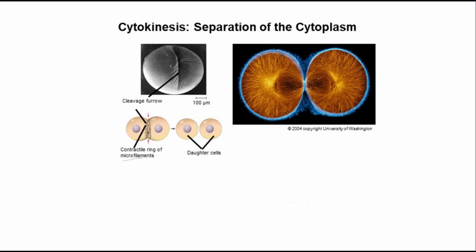Obviously, there has to be a very, very tightly controlled set of steps ensuring that the Golgi apparatus is duplicated and segregated appropriately to these two daughter cells, and that the smooth ER and rough ER are segregated appropriately as well. We're not going to go into any of those details because very little is known about how that's accomplished.